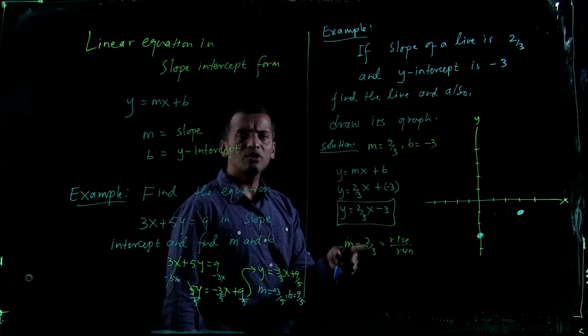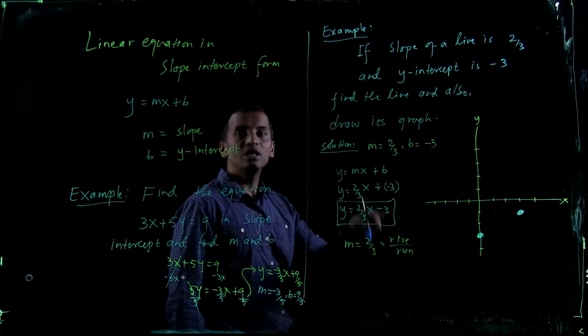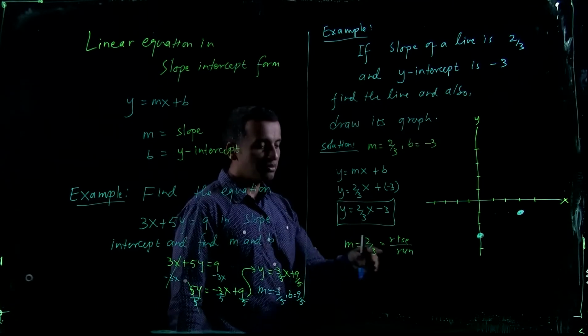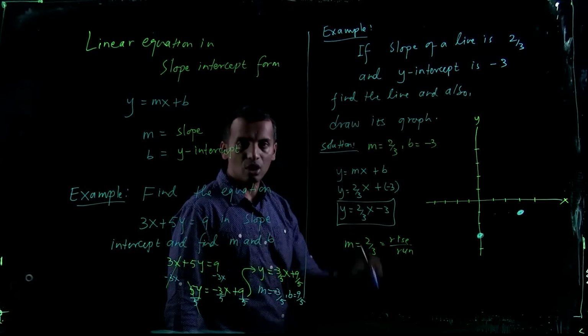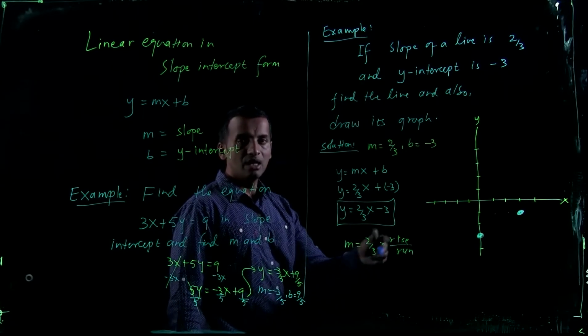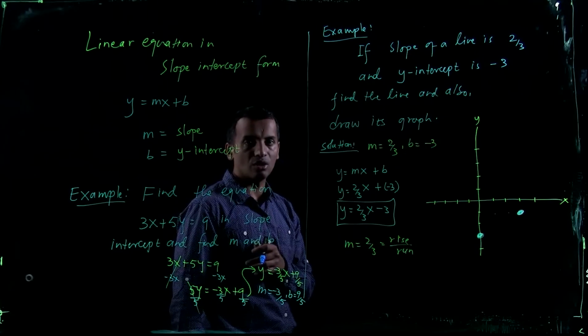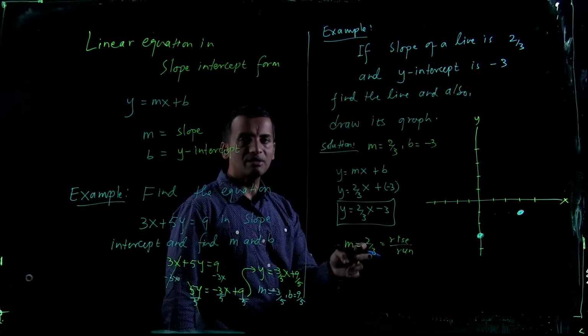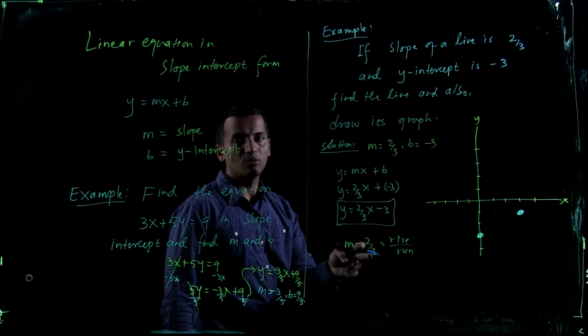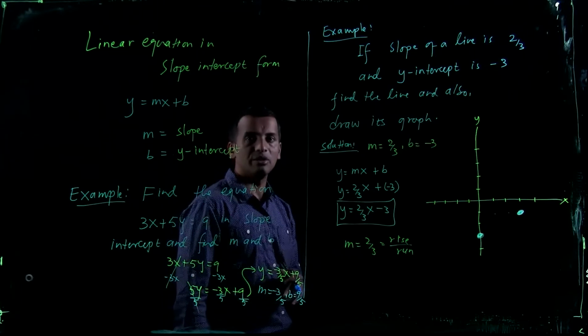If one of these numbers is negative, the rise will go down. If the top part is negative, it goes down. If the bottom part is negative, it will go left. You can keep the negative sign in the top or the bottom, it does not matter, you will get the same equation.